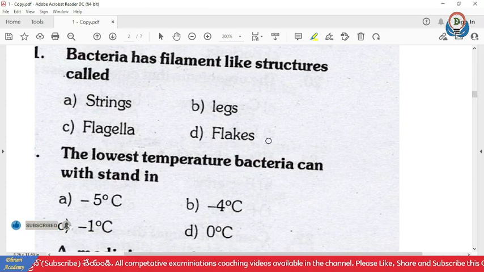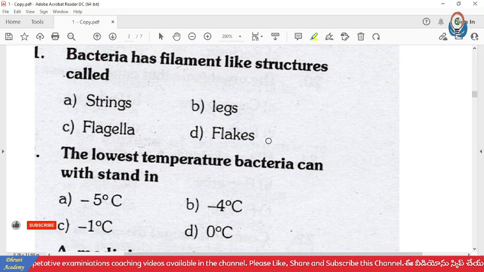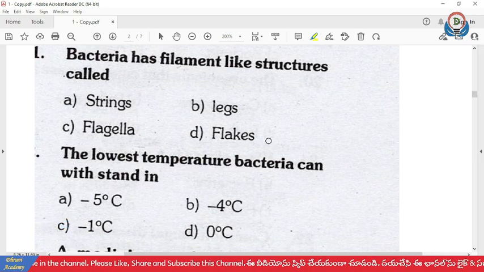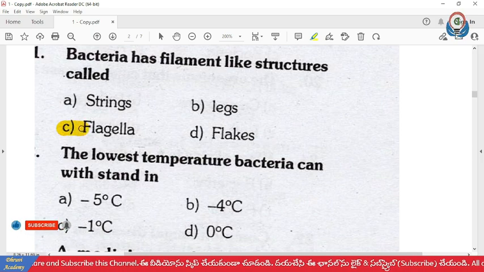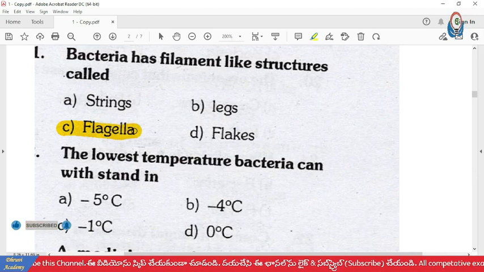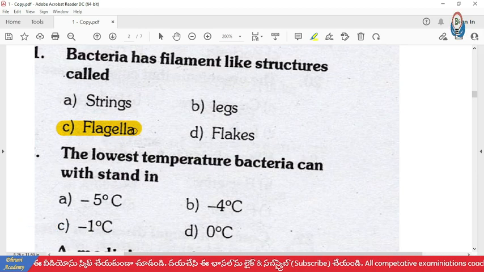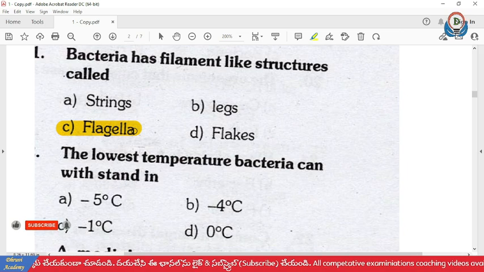Next, bacteria has a filament-like structures called, is it A strings, B legs, C flagella, or D flakes? Answer is flagella. Bacteria has filament-like structures called flagella. Like hair-like structures. These are hair-like structures; flagella have them.